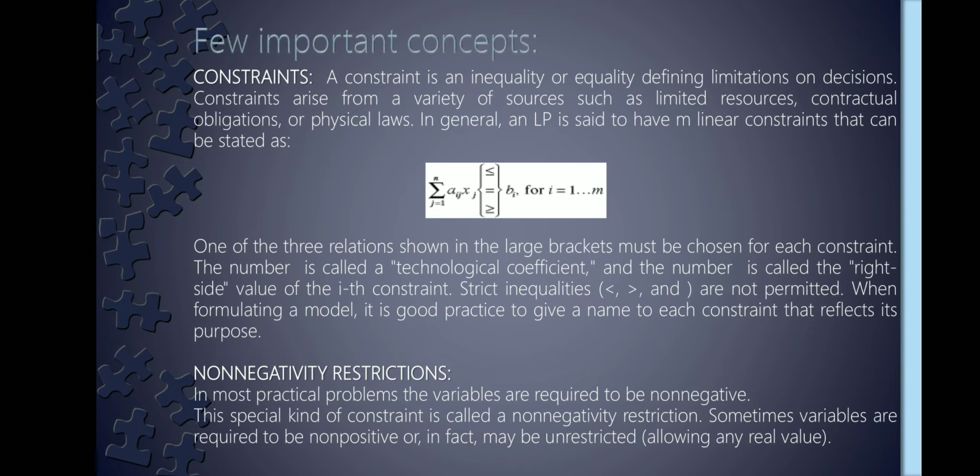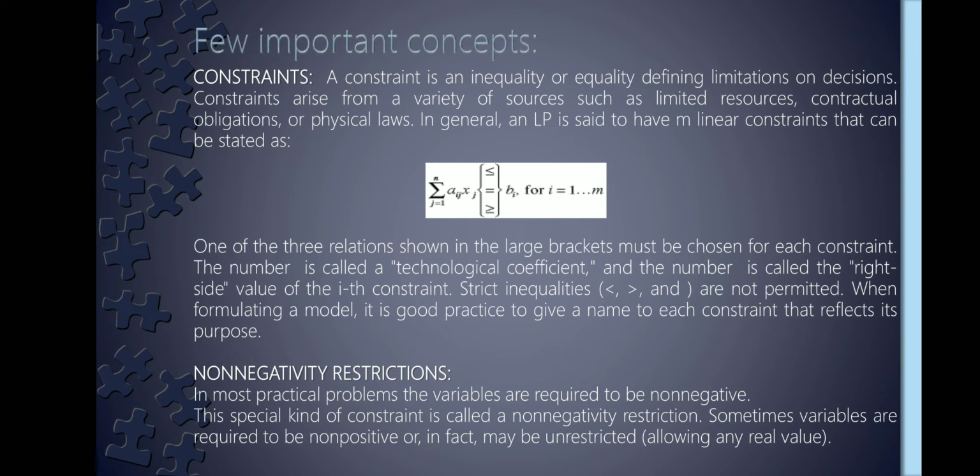One of the three relations shown in the last bracket must be chosen for each constraint. The number aij is called the technological coefficient, and the number bi is called the right side value of the ith constraint. Strict inequalities, greater than and less than, are not permitted when formulating a model. It is good practice to give a name to each constraint that reflects its purpose.